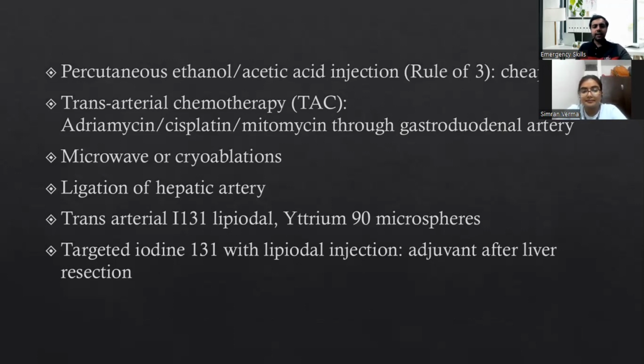Then we have the TACE, that is transarterial chemoembolization: within the artery we go inside and give chemotherapeutic agents like adriamycin, cisplatin, mitomycin, through the gastroduodenal artery. These are all the palliative options we can use or not use. Microwave, we have cryoablation, then we can ligate the hepatic artery. Basically, the main artery supply of the liver is the hepatic artery, so if we ligate it, the blood supply will not reach the tumor site. Then we have transarterial iodine-131 lipiodol, yttrium-90 microspheres, and targeted iodine injection. These are adjuvant treatments we can do after liver resection.